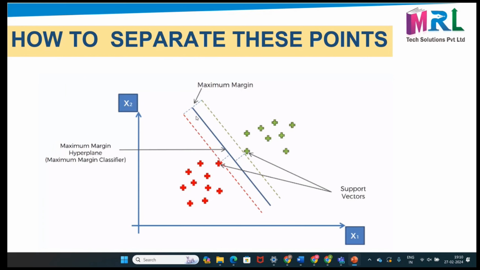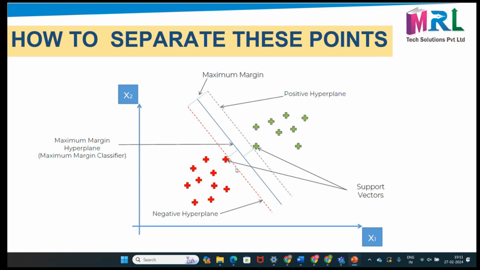In between them, you will have a hyperplane. That is the margin between the two classifications. We call that the maximum margin. This red point is called the negative hyperplane, and this green extreme point is called the positive hyperplane. The middle one is called the maximum margin hyperplane. So this is how your algorithm will classify your data sets.